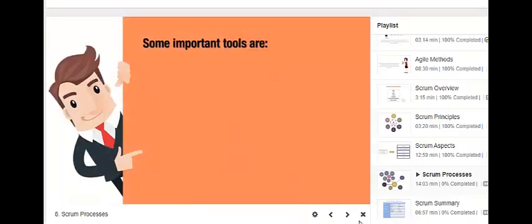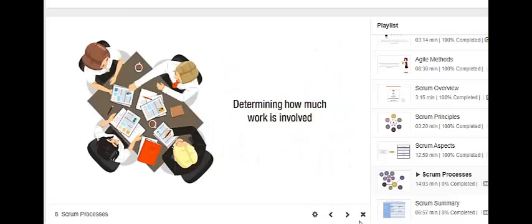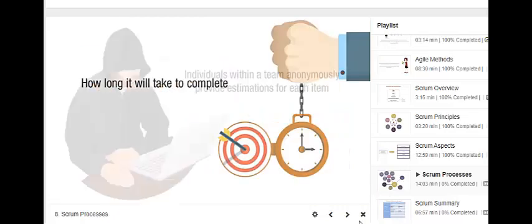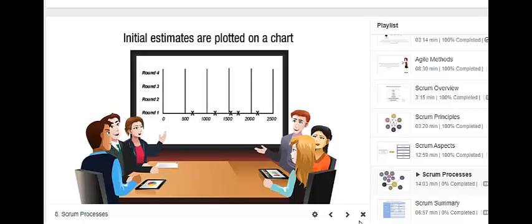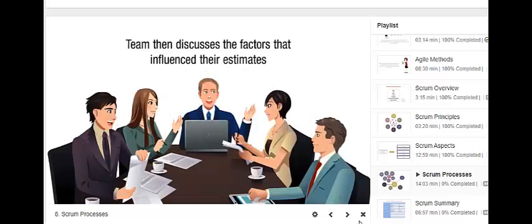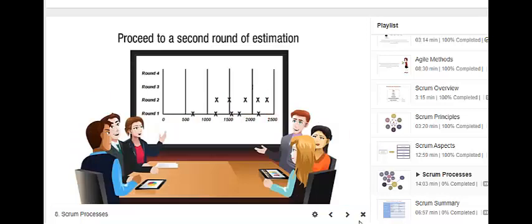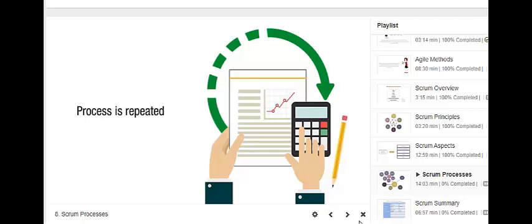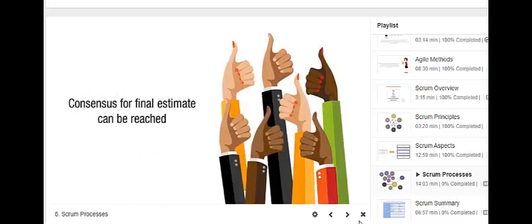Some important tools are, let's begin with Wideband Delphi. Wideband Delphi is a group-based estimation technique for determining how much work is involved and how long it will take to complete. Individuals within a team anonymously provide estimations for each item, and the initial estimates are plotted on a chart. The team then discusses the factors that influence their estimates and proceeds to a second round of estimation. This process is repeated until the estimates of individuals are close to each other and a consensus for the final estimates can be reached.